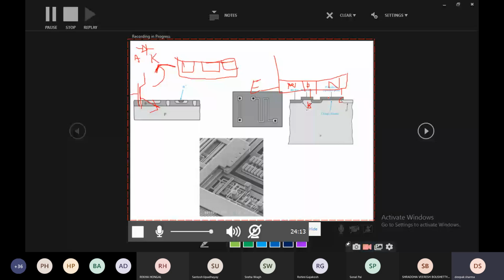One thing we can do, base and collector we can short. If I short base and collector, it will not behave like P and N now. Why? Because we have given the least resistance path here, correct? So when I short base and collector, our transistor will behave like a diode.